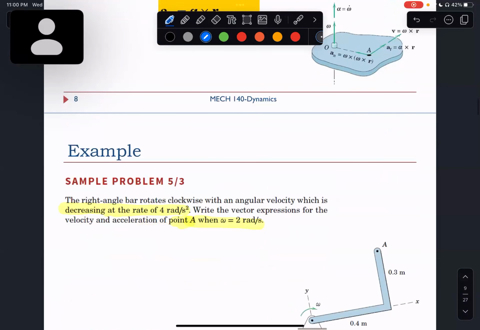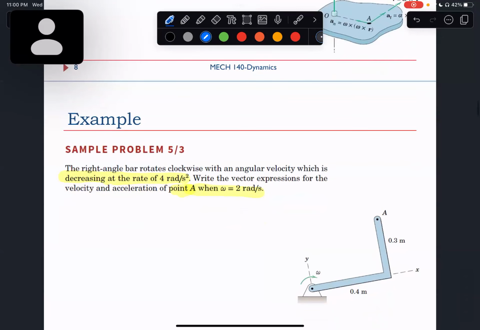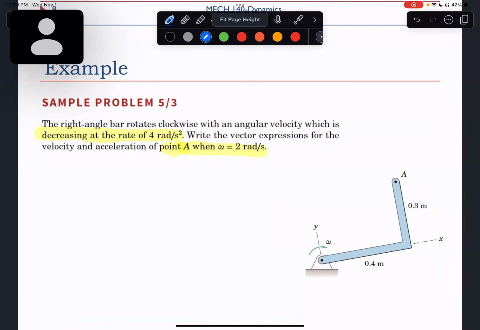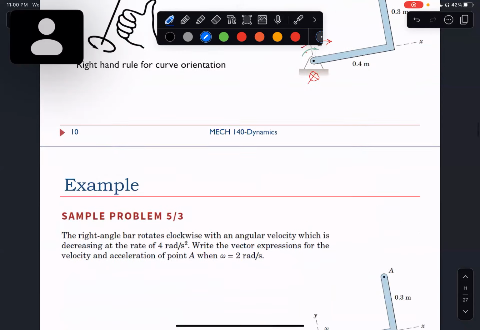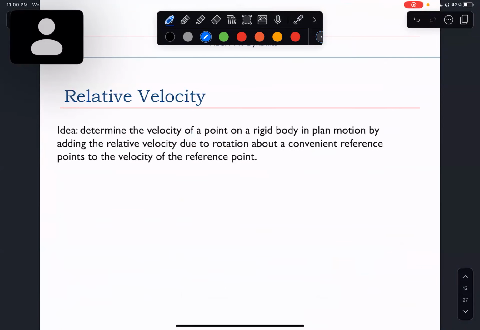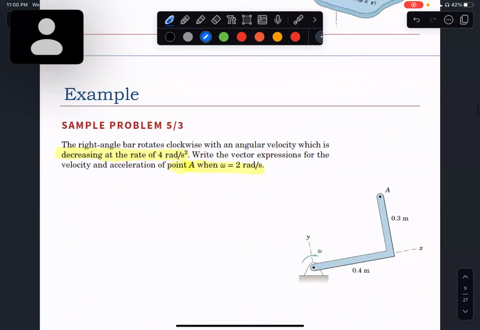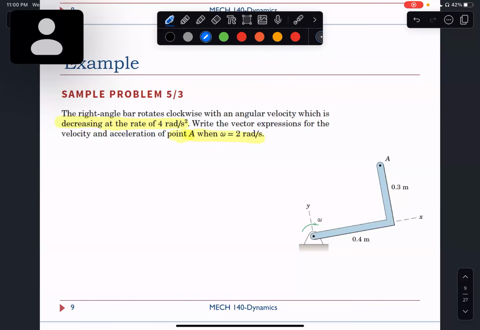So let's do a sample problem. This is sample problem 5.3. I think some of you in one of the sections I did this example. So if you've seen the solution of this example, then feel free to skip ahead for a few minutes and go to relative velocity. Okay? All right, so let's read the problem.